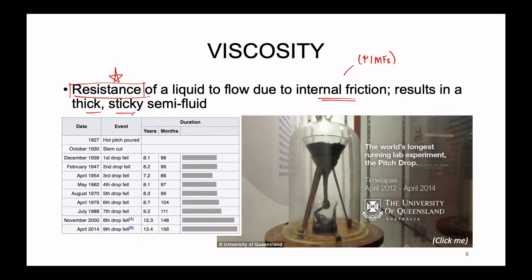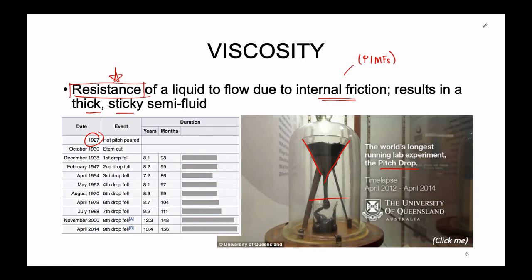The world's longest running experiment, which is still active to this day, is known as the pitch drop experiment. Tar, again also known as pitch, was poured into this funnel that we can see here in the year 1927. It was allowed to cool off for 3 years, and then they cut off whatever liquid had flowed out at that point, because if a liquid is warmer, it is going to flow faster. They wanted to get this thing down to room temperature. So once they cut the stem, they started counting.